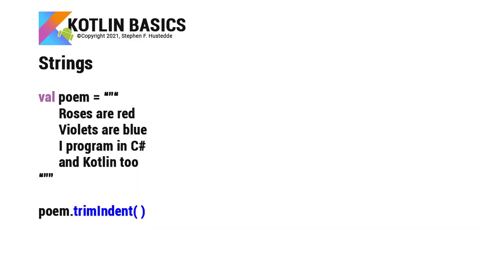You can also do raw strings by using 3 double quotes and then specifying your string using new line characters, tabs, spaces, and then concluding with 3 quotes. You can also trim the indentation with the trimIndent method of strings.